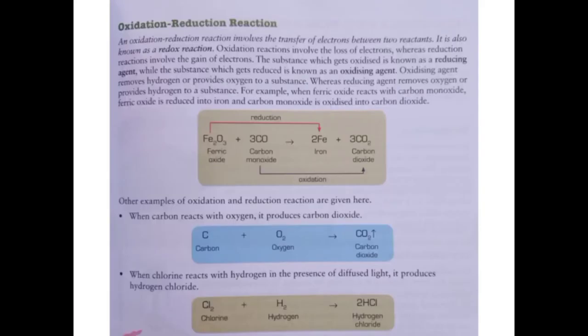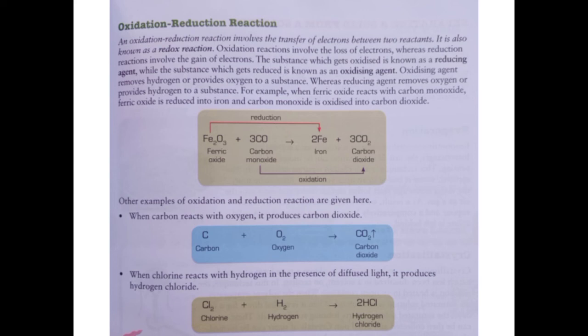Oxidation reduction reaction. An oxidation reduction reaction involves the transfer of electrons between two reactants. It is also known as a redox reaction. Oxidation involves the loss of electrons, whereas reduction involves the gain of electrons. The substance which gets oxidized is known as a reducing agent, while the substance which gets reduced is known as an oxidizing agent. An oxidizing agent removes hydrogen or provides oxygen to a substance, whereas a reducing agent removes oxygen or provides hydrogen to a substance.